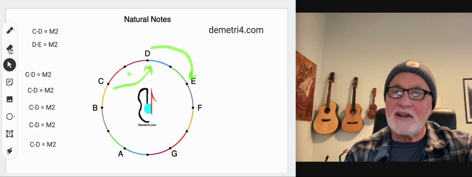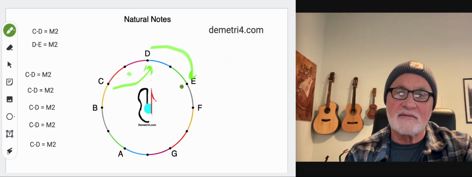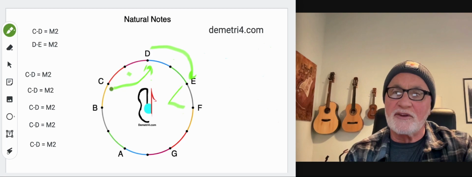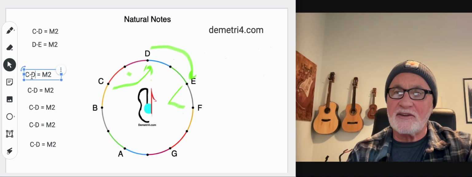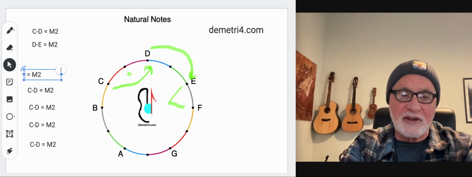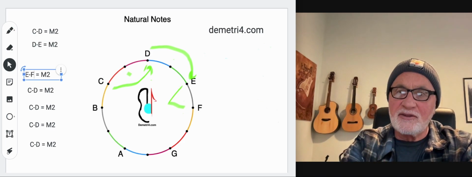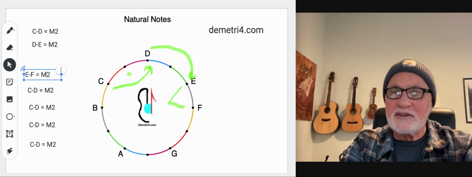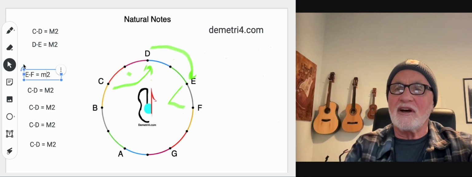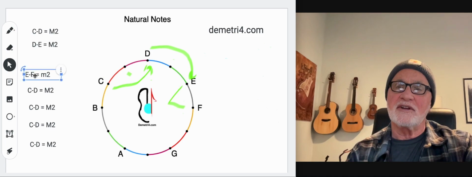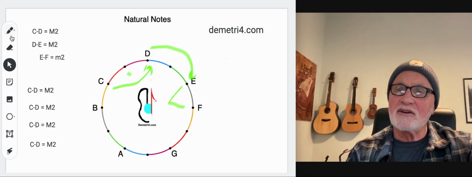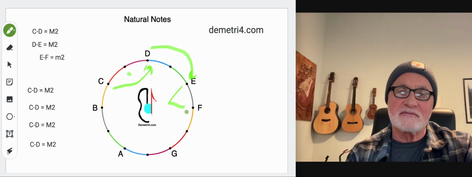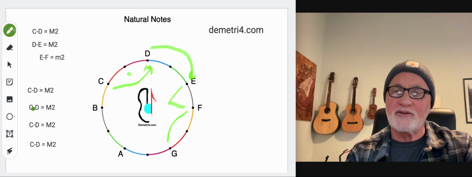So now we look at E to F. We can see that E to F is 1 dot. So E to F is going to be different. The other two were 2 dots, this one is 1 dot. We say that E to F is a half step, 1 dot, or a minor second. Okay? We go to F and G, 2 dots, a whole step.